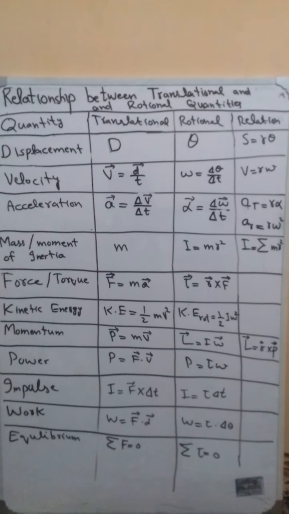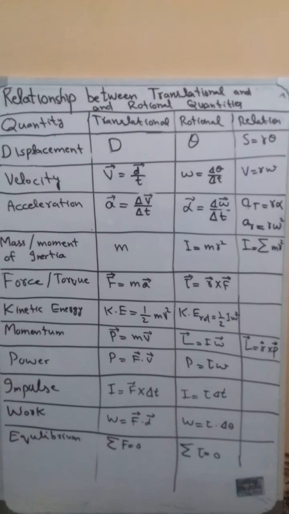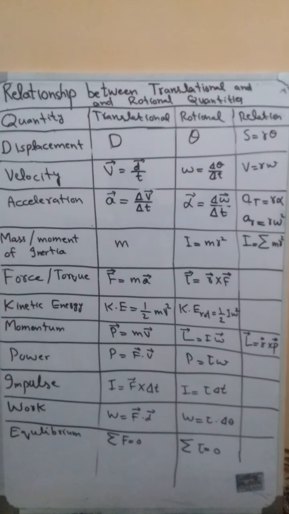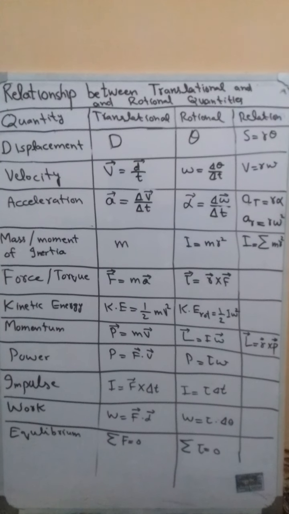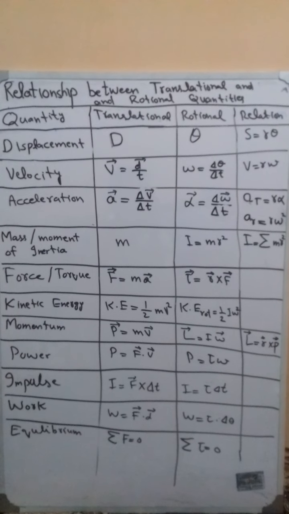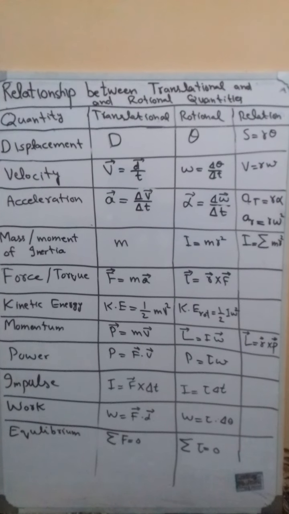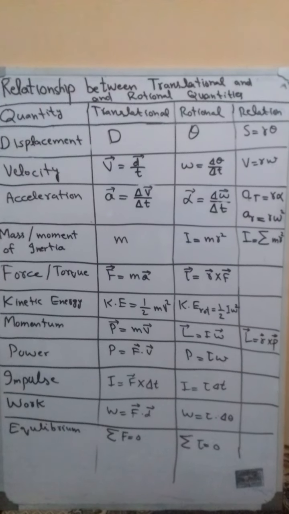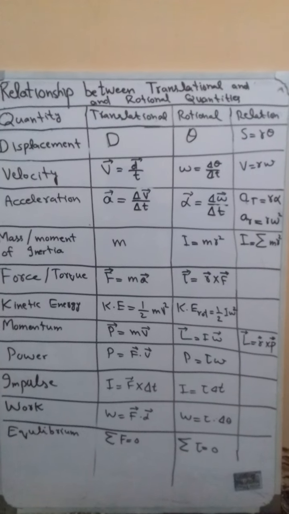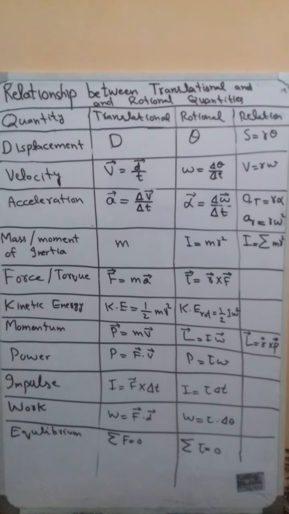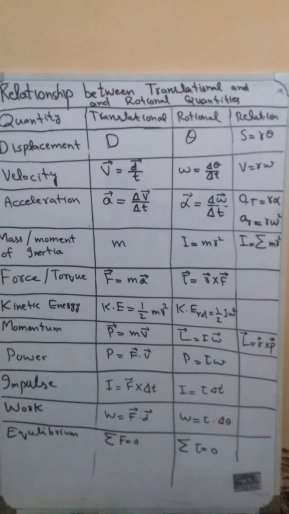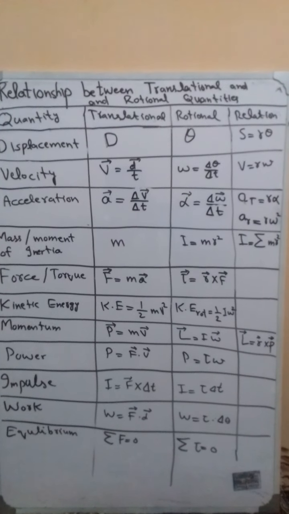The next term is momentum. Momentum is defined in one way as the product of mass and velocity, and the other way it is defined is the quantity of motion. Momentum tells us about the quantity of motion possessed by a body. In the translational form, I have defined it by p is equal to m v, and in the rotational form it is defined by L is equal to I omega.